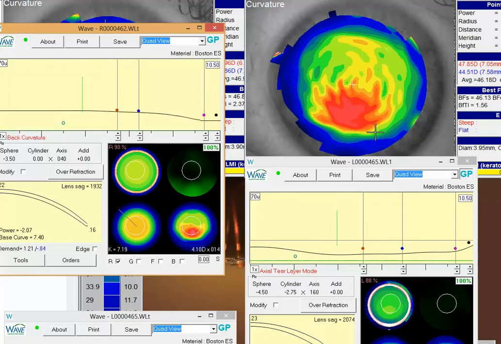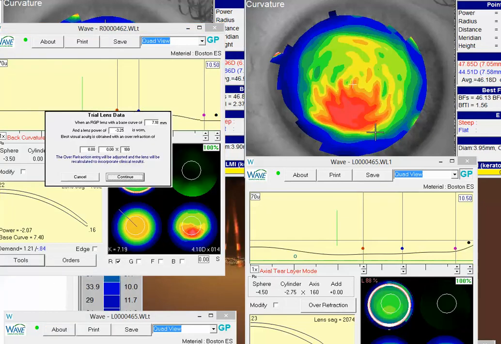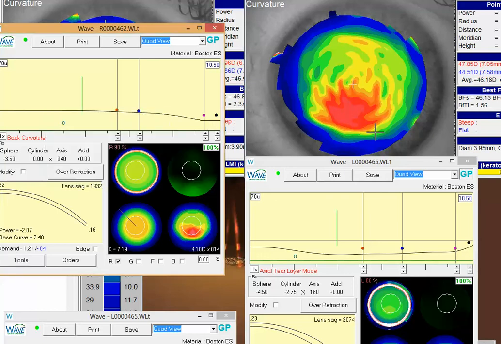Instead, I look at this lower left design. I'm looking for a nice smooth transition zone down through here, and that'll create a back surface spherical design. And then again, adding in your overrefraction data using that little tool, or trial lens data, which could be the patient's prior lens, to add that in here, and that'll adjust the powers accordingly. So that should get you back on track with that one.